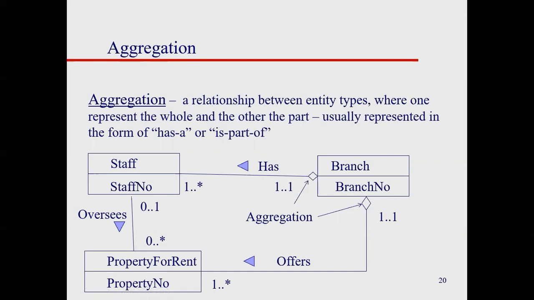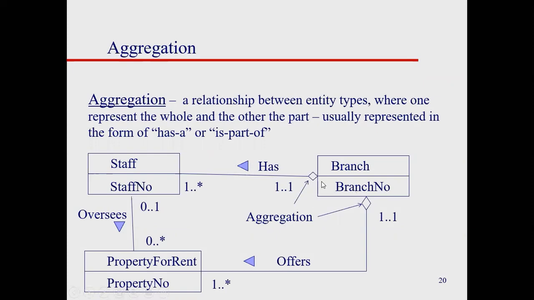So it means that one is a parent, another is a child kind of thing, or it is like a part of juz. Okay, so for example, now see over here, branch has a staff, and staff has a property for rent over there, right? So there is a relation of aggregation over there. So when we have this kind of thing like has or is a part of it, we call it aggregation. So a relationship between entities where one represents the whole while the other is a part.